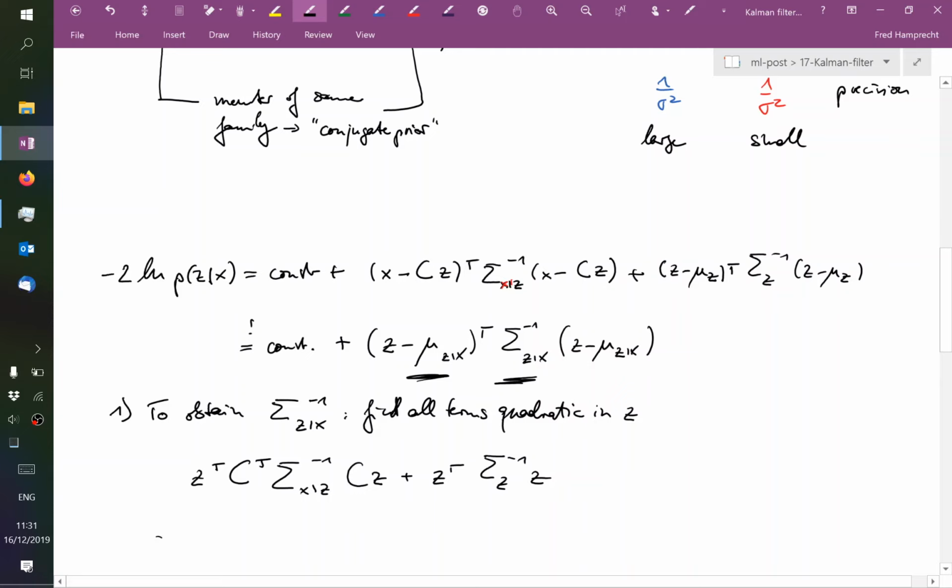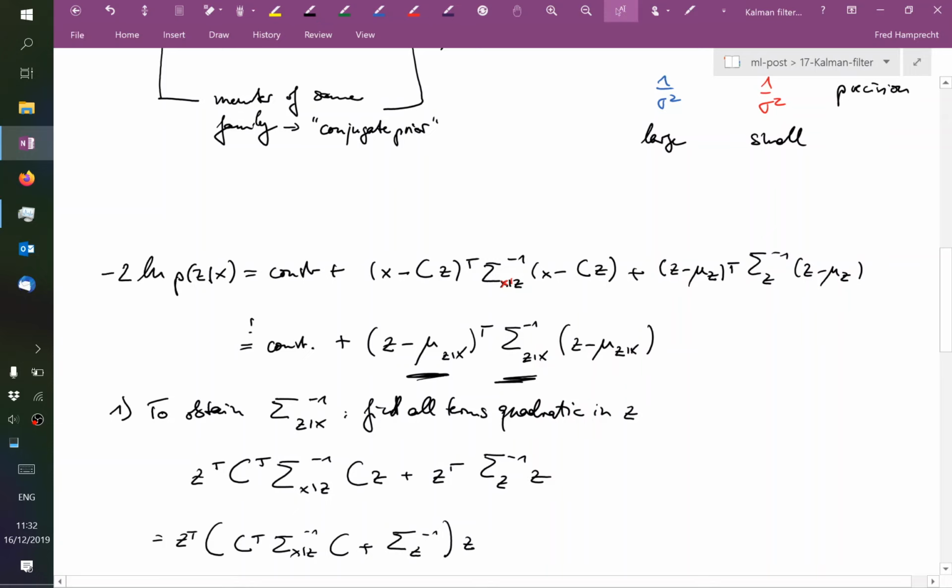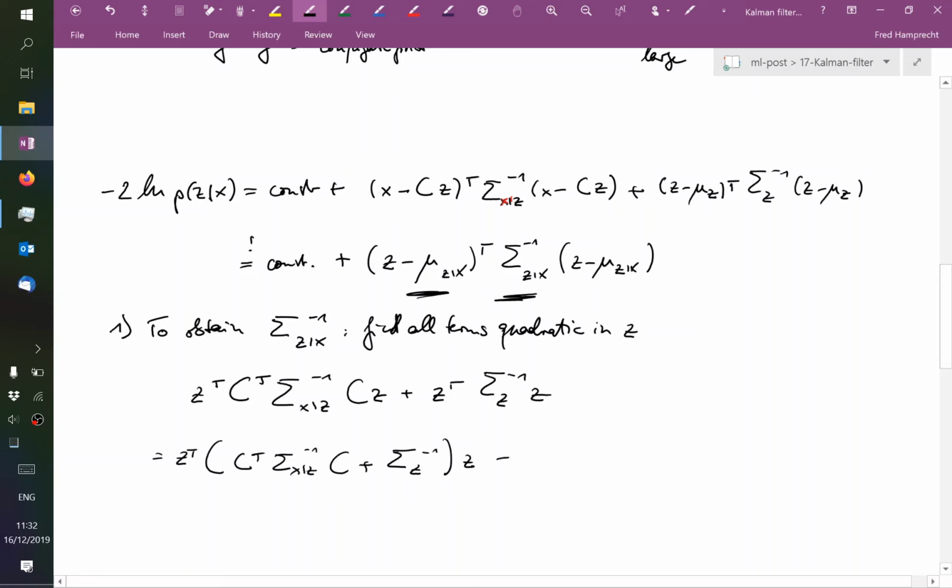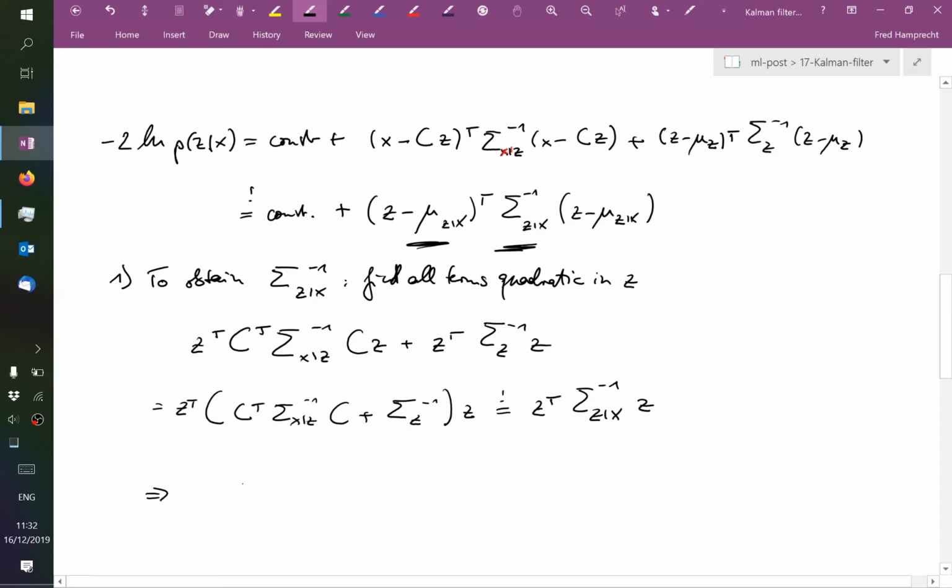So altogether, I can say this is c transpose sigma x given z to the minus 1 c, and then plus sigma z to the minus 1 times z. Good, and this should be the same as z transposed sigma z given x to the minus 1 z. And so by just comparing the left and the right-hand side, we find that this sigma of z given x is the following: c transposed sigma x given z minus 1 times c plus sigma z minus 1, all to the minus 1.